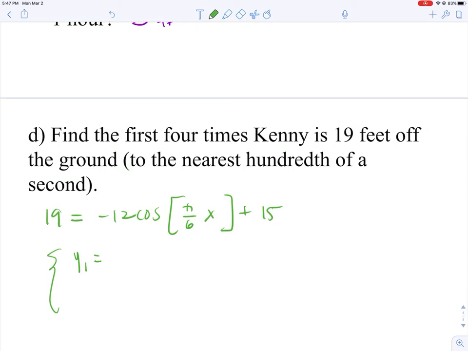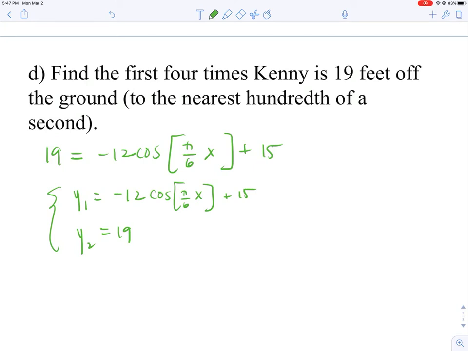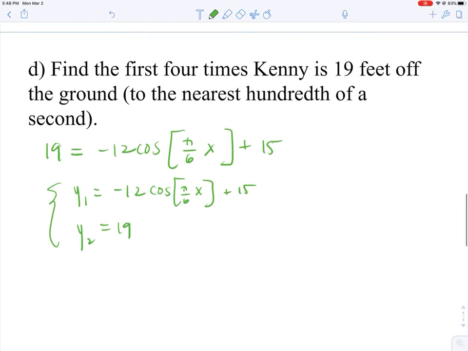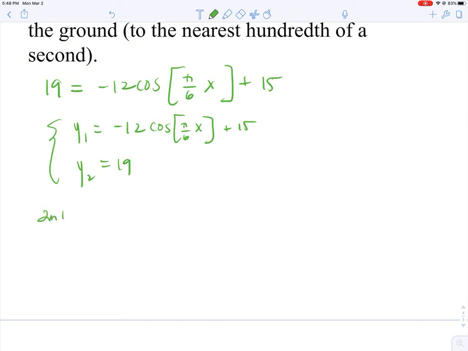Sorry, in your calculator, in y sub 1, you could put the negative 12 times cosine, or you pick one, you could use your sine equation as well. And then in y sub 2, you're going to put 19, and we're going to find the points of intersection. So remember, to find the points of intersection, you're going to hit second trace, and then number 5 is intersect. And then you're going to move your cursor to the first point of intersection, and it will say first curve question mark. So you'll hit enter. Then it will say second curve question mark, enter again.